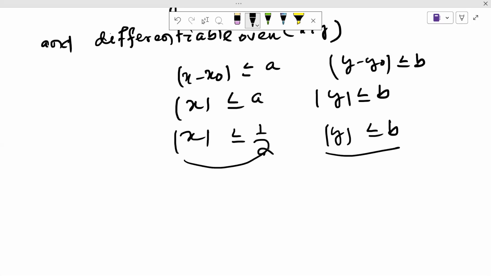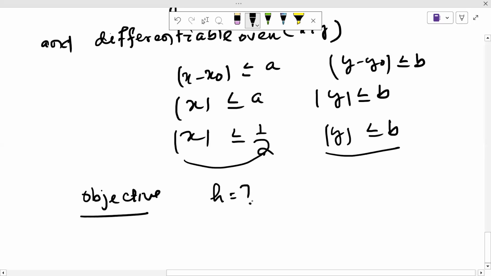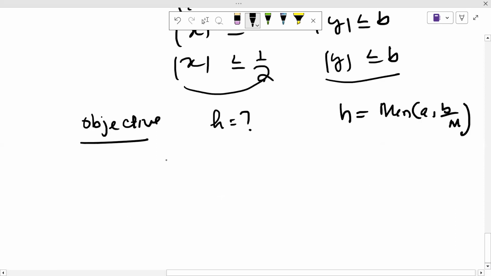Then what is your objective? Our objective is to compute h, and that must exist. So what is the formula of h? Just look, h is equal to what? Minimum of a comma b by m. So your m must be evaluated here. What is m? Just compute. Our formula is the maximum value of the function f of x comma y.